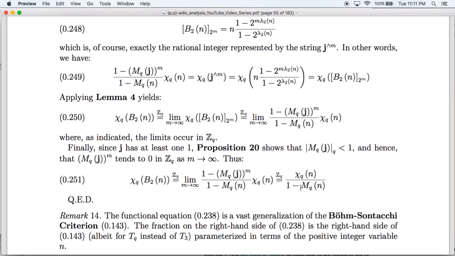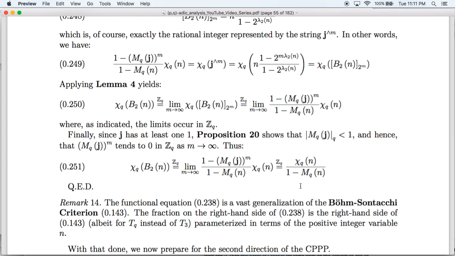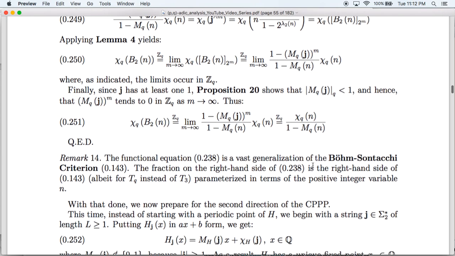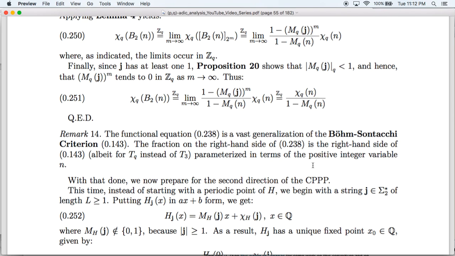This functional equation is a generalization of the Böhm-Sontacchi criterion that we saw earlier. The fraction here on the right-hand side, if you write it out using that formula we saw for χ_q of n and the formula for m_q of n, and we'll do this later, you'll get the Böhm-Sontacchi Diophantine equation, but those exponents, instead of being arbitrary numbers, will all be functions of n. So this is that parameterization I promised. With that done, now let's get ready for the second direction.